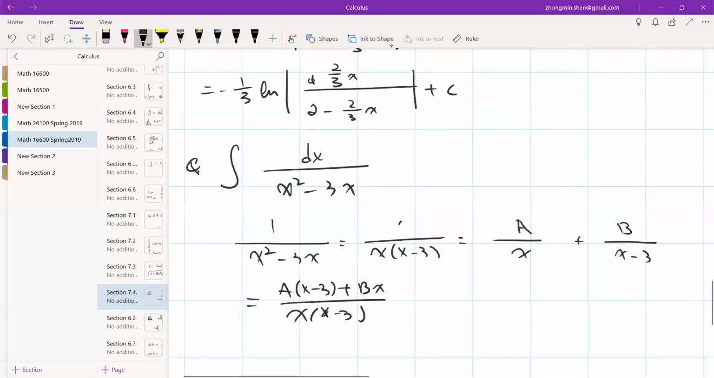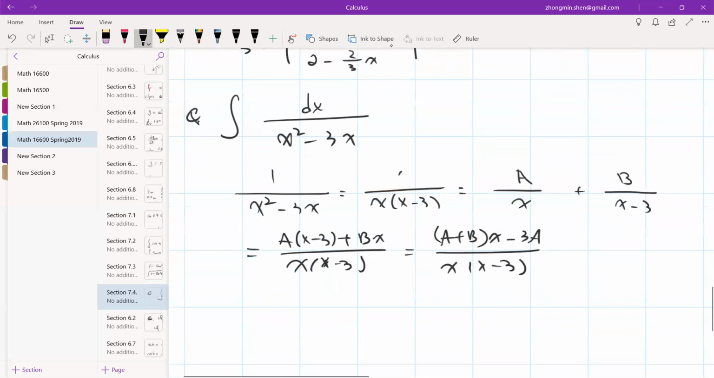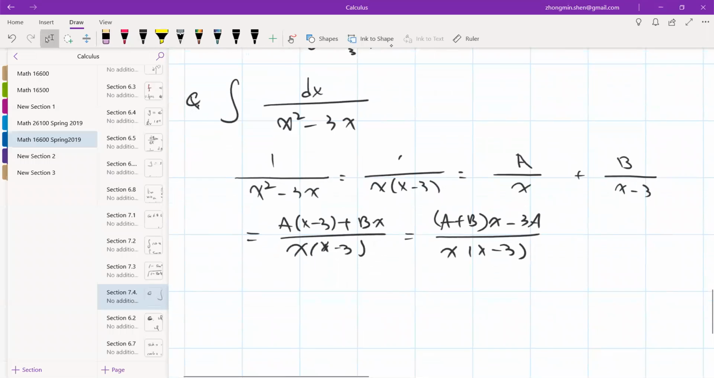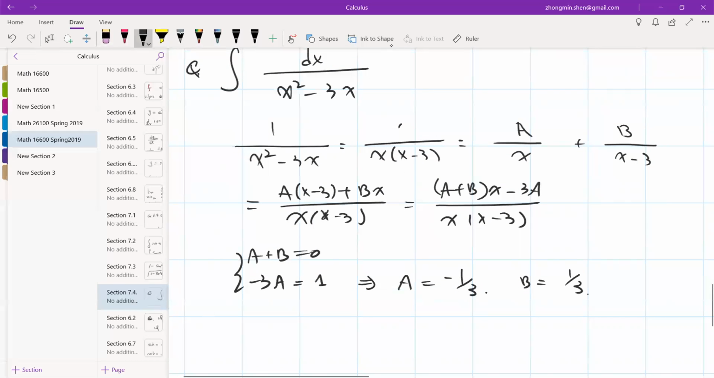Yes, so you will get (a plus b)x minus 3a. In order to have a match on both sides, a plus b should be 0, and negative 3a is going to be 1. So from here you get a equals negative 1/3. Then b equals negative a, so b is positive 1/3. Right? So the integral is not too bad if you can determine the constants.